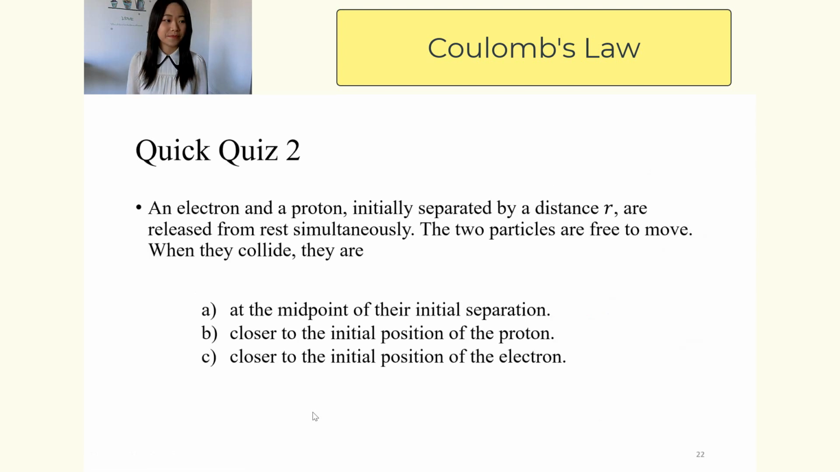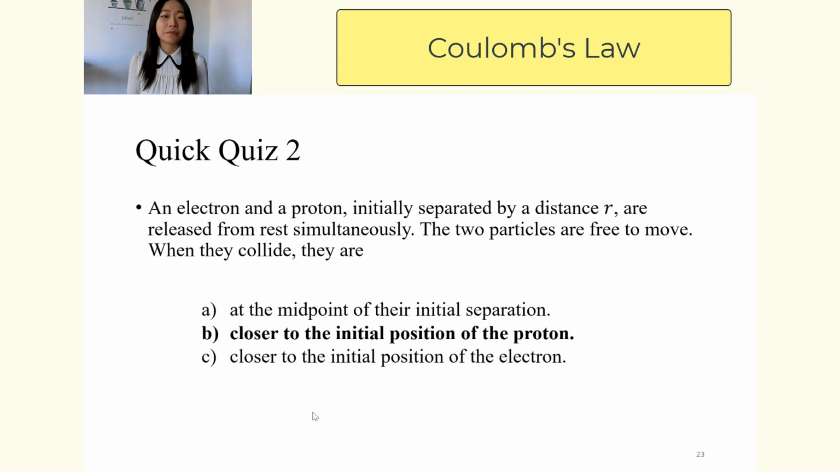Here's another quiz. An electron and a proton, initially separated by a distance r, are released from rest simultaneously. The two particles are free to move. When they collide, they are A. At the midpoint of their initial separation, B. Closer to the initial position of the proton, C. Closer to the initial position of the electron. You can pause the video right here before I move on to the answer.